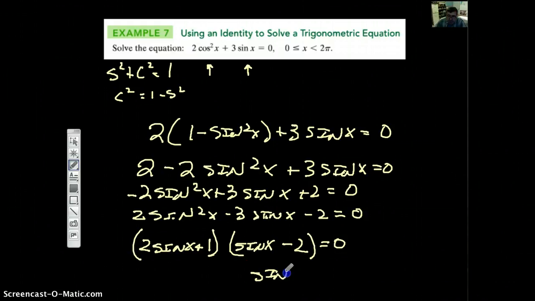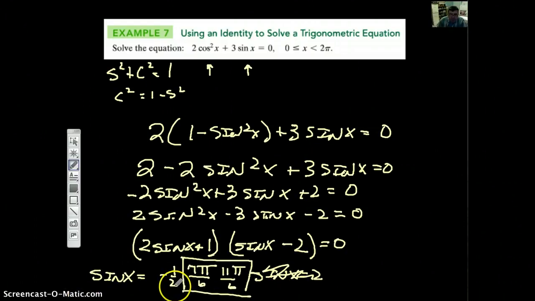Let's look at this. If I set that equal to 0, sine x is 2. Well, that won't work. And then sine x is negative 1/2, which we know are these two answers right there. So I hope that helped you with that.